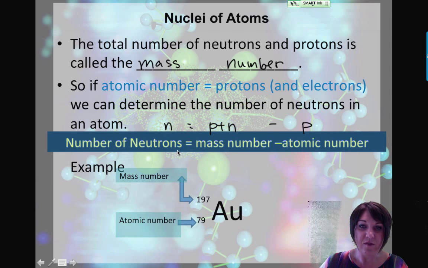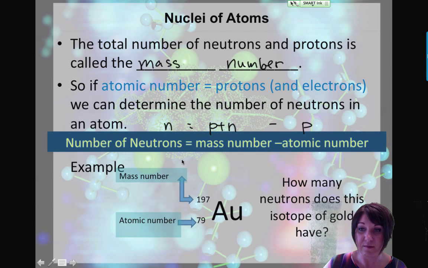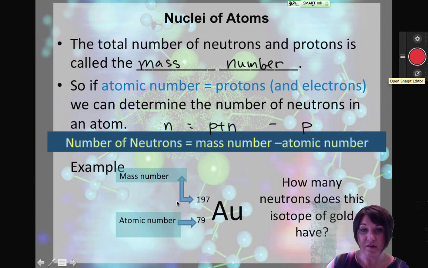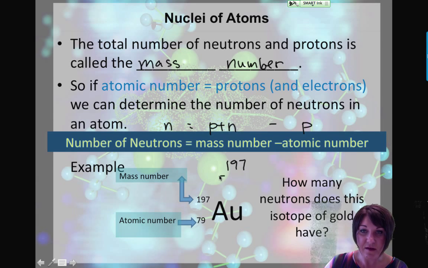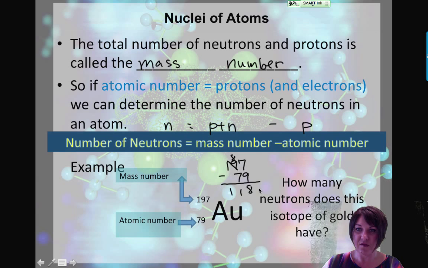If we have the mass number for gold at 197 and the atomic number is 79, how many neutrons are in that nucleus? To solve this, we would subtract 197 minus 79. The mass number is always written on the top and the atomic number written on the bottom. So we subtract these two. So this particular isotope of gold has 118 neutrons.